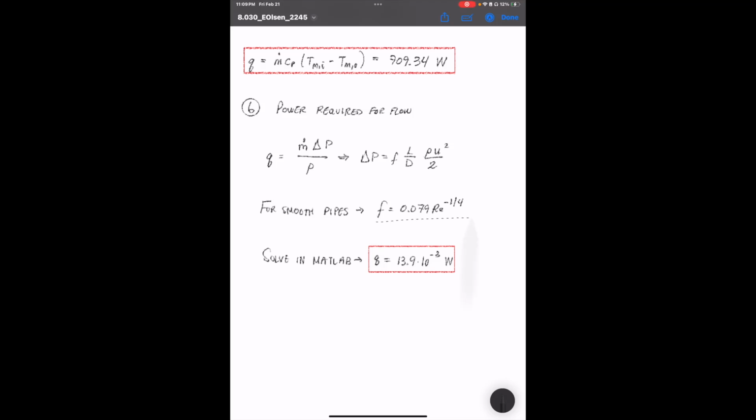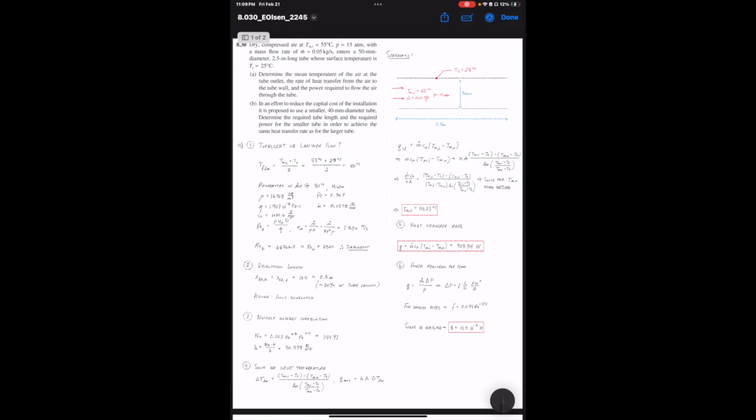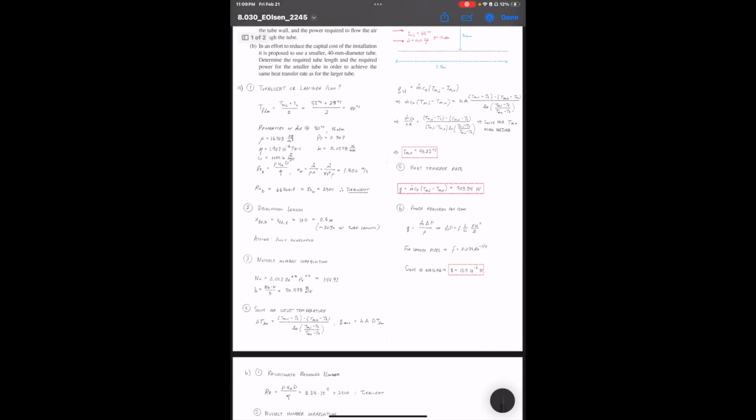And for smooth pipes given by the textbook, the friction coefficient can be estimated by 0.079 times Reynolds number to the minus 1/4 power. And so if we plug in all the values that we know from solving this problem, we get a power requirement of 13.9 milliwatts to flow 0.050 kilograms per second through this pipe.